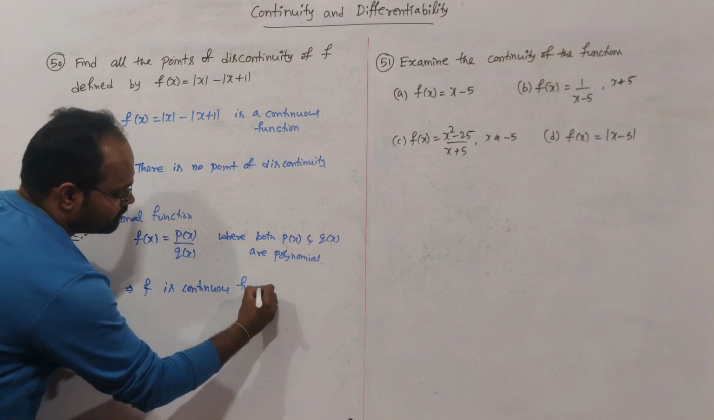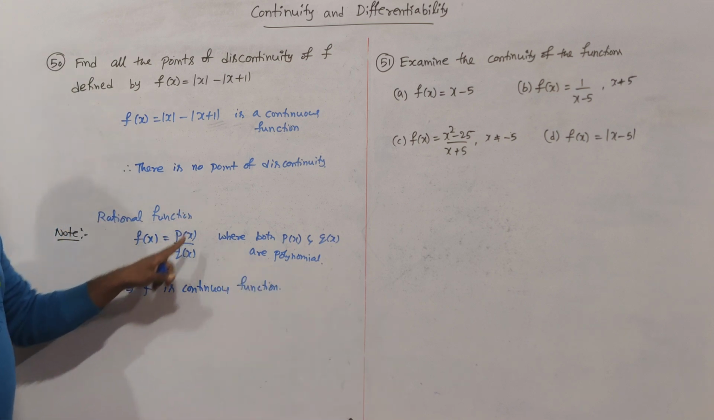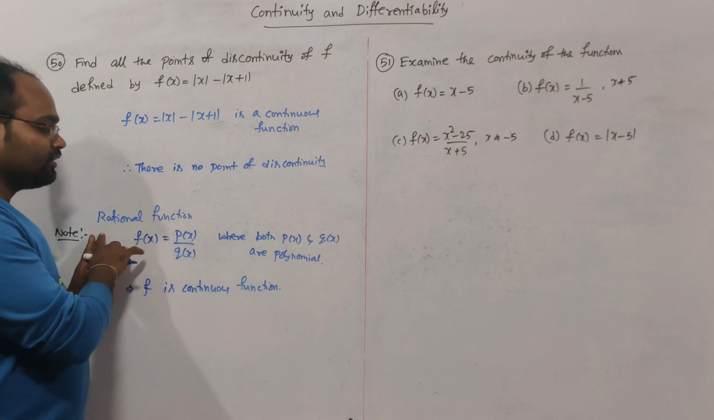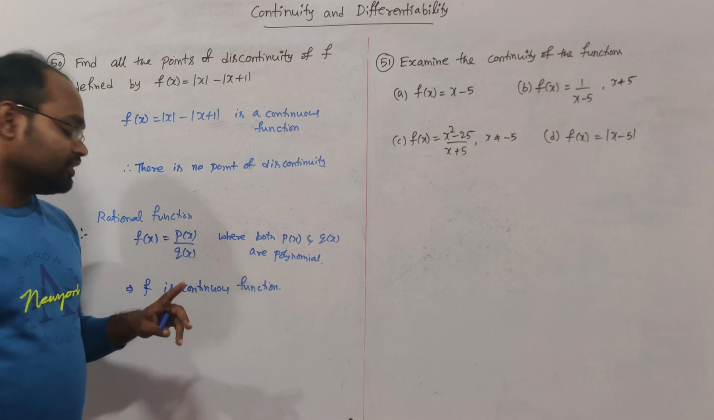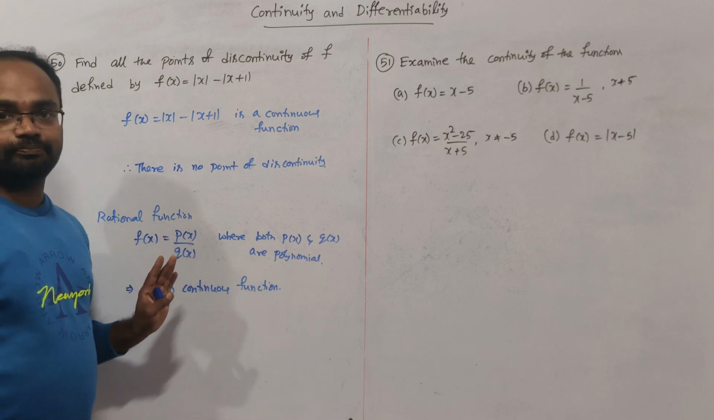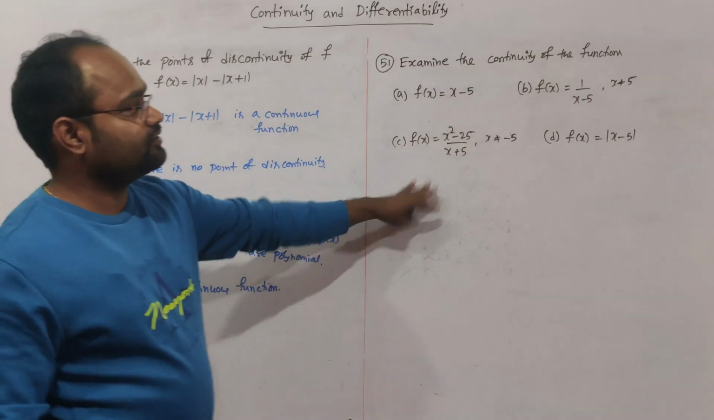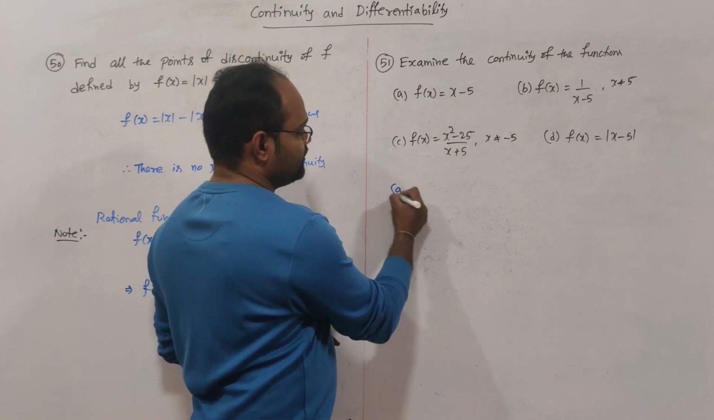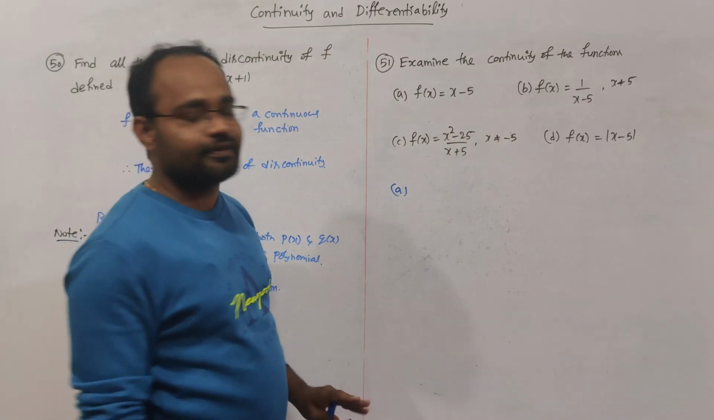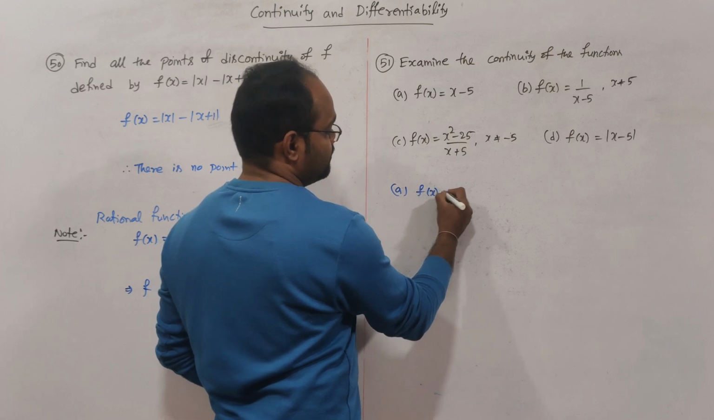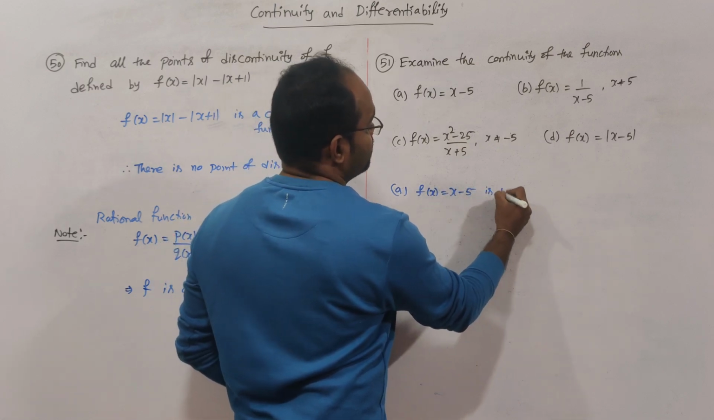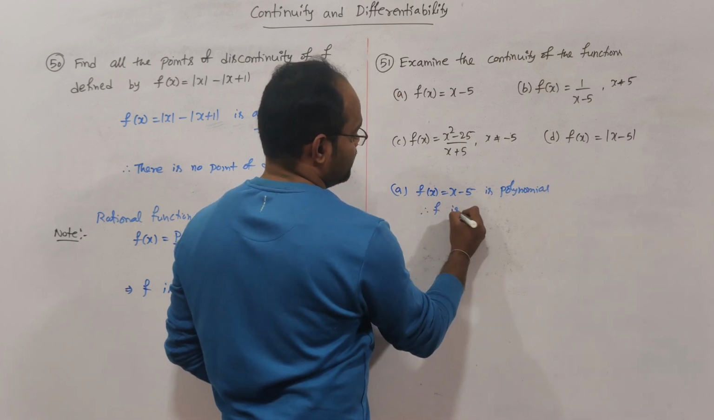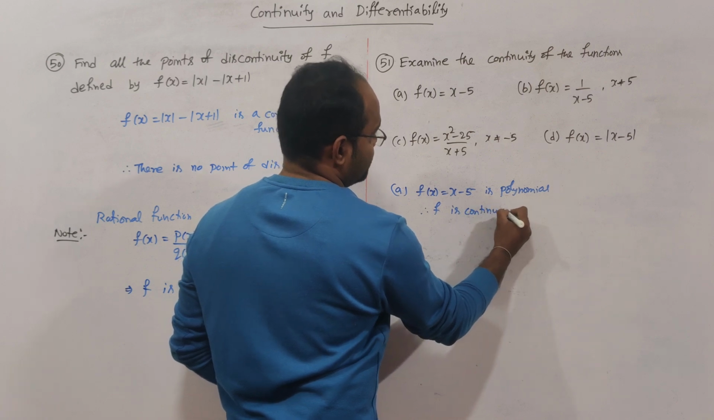function because both p of x and q of x are polynomials. These are continuous. Therefore remember, all rational functions are continuous provided the denominator should not be 0. So using this, let us examine these functions. The first function: f of x is equal to x minus pi. It is a polynomial. So therefore it is continuous. Therefore f is continuous. There is no need to check it much.